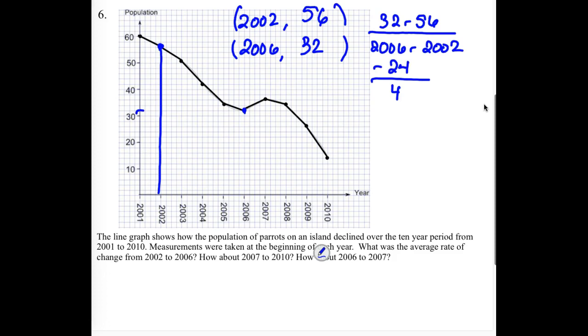Okay. So dividing, we end up with -6. So in that 4-year interval, the average rate of change is that the number of parrots went down by 6 each year. Does that make sense? So this would be parrots per year. Okay. I'm going to pause the recording. I want you guys to do the next 2. Looking at 2007 to 2010 and 2006 to 2007.